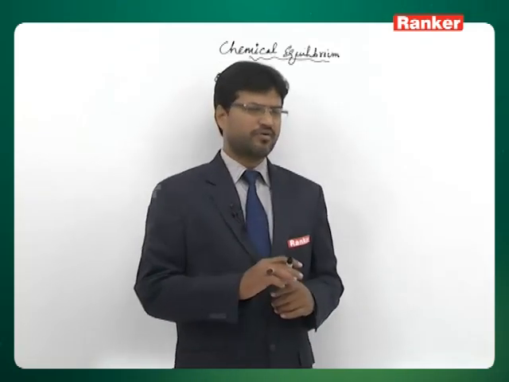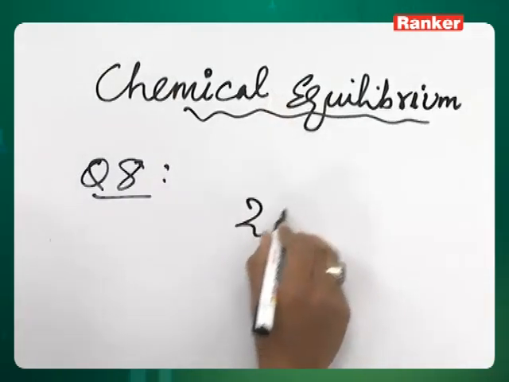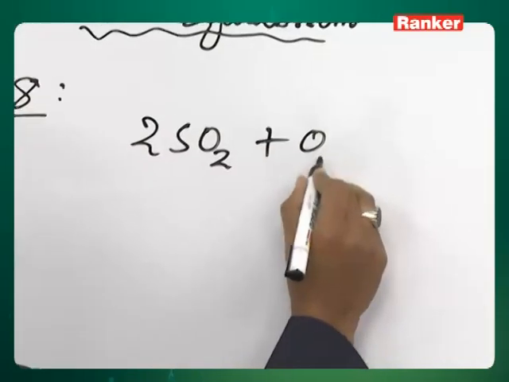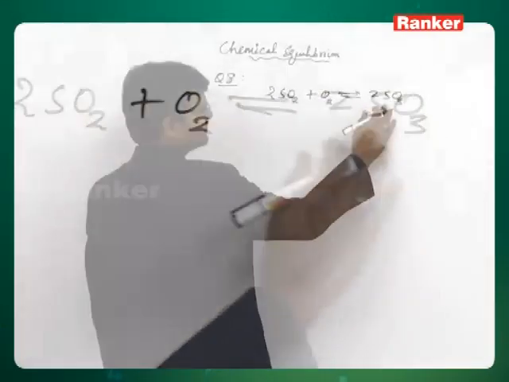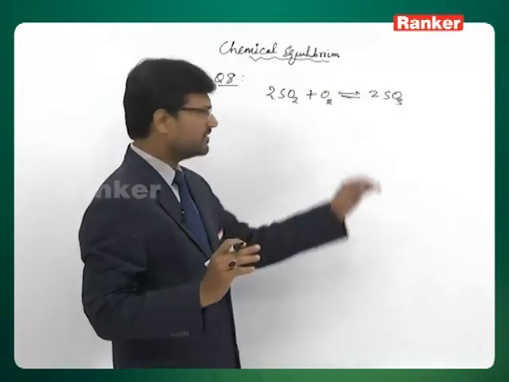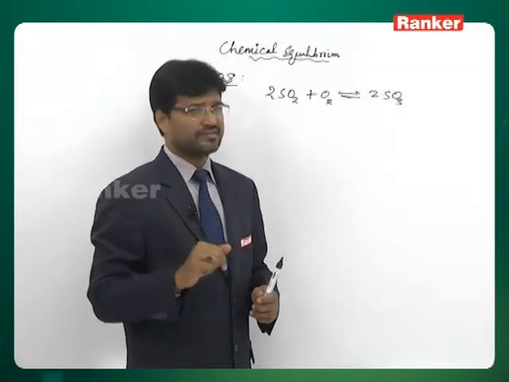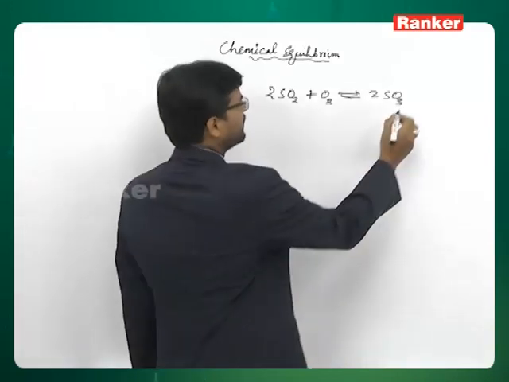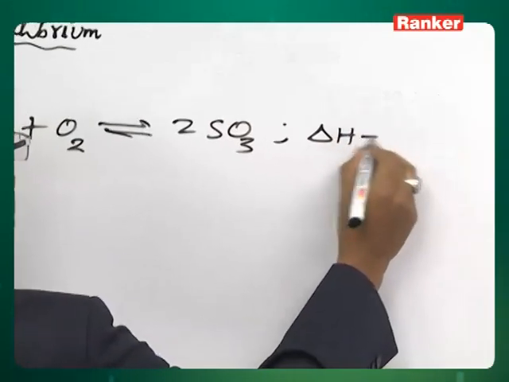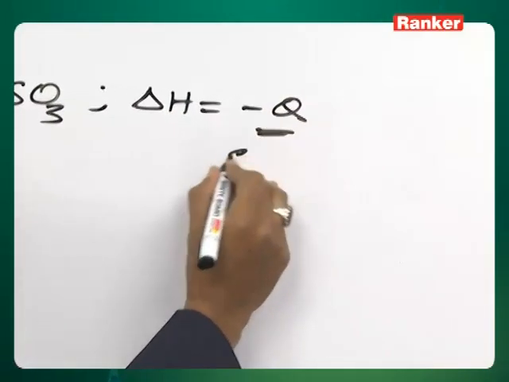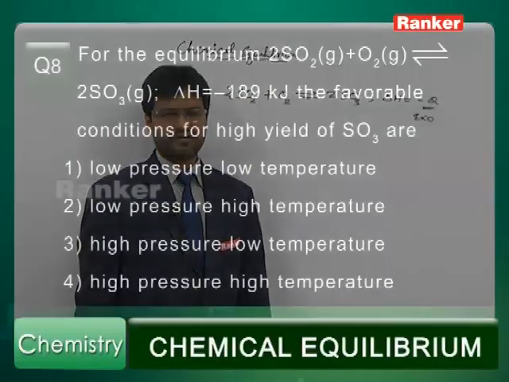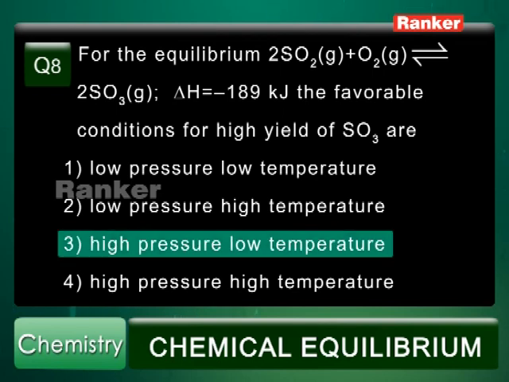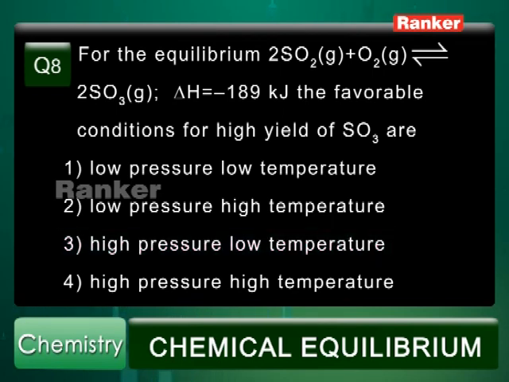Now, in this process, 2SO2 plus O2 gives rise to 2SO3, 3 moles of reactants are changing into 2 moles of product. So, there is a decrease in the number of moles. So, high pressure will favor formation of SO3. And since the reaction is exothermic, it is favored at low temperature. So, you need high pressure and low temperature. The correct answer is the third option, high pressure and low temperature.